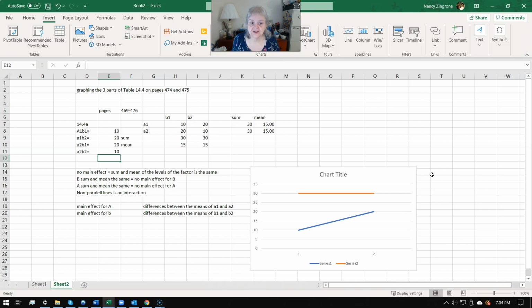That means there's an interaction. So in this particular example, in 14.4c, you've got no main effects in terms of either one of the factors. The rows are the same in terms of the means, the columns are the same in terms of the means. But because of the different positions of those values, you do have a non-parallel situation there, and that means you have an interaction.